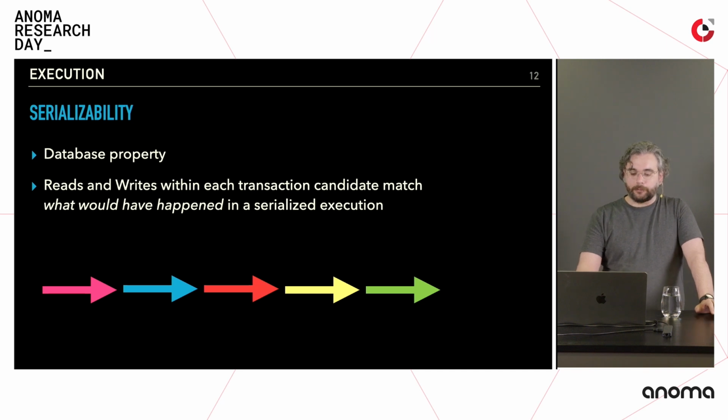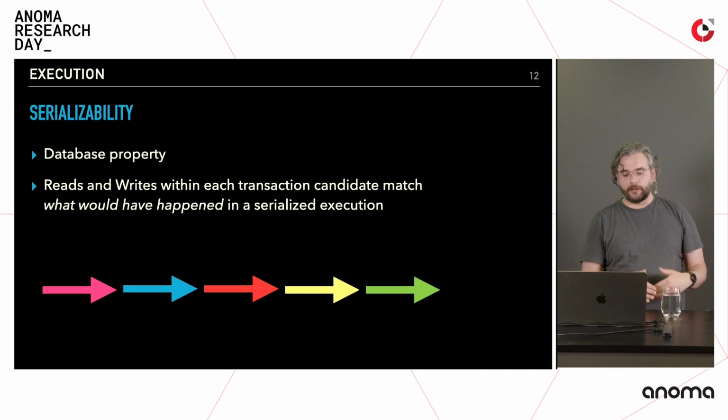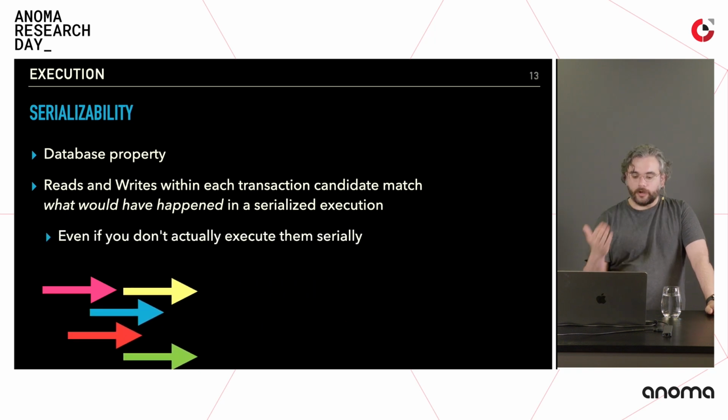The idea is that for the purposes of reads and writes within each transaction candidate, it behaves as if they were executed in some one-at-a-time serial order consistent with what is determined by the chain. But under the hood, we actually compute them faster than that, taking advantage of parallelism when possible.